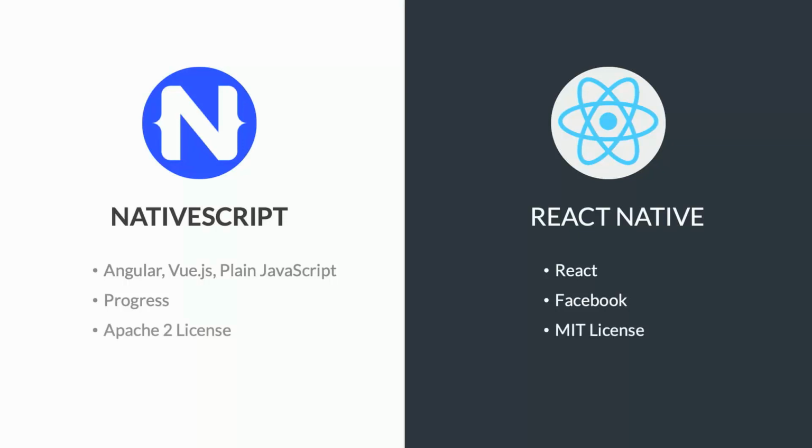They are both very similarly licensed. NativeScript uses Apache 2, a very permissive, business-friendly license. React Native uses MIT, a very similar license. And finally, NativeScript is a critical component of Progress's mobility strategy, especially when it comes to Kinvey. It's really a core component of the Kinvey platform.